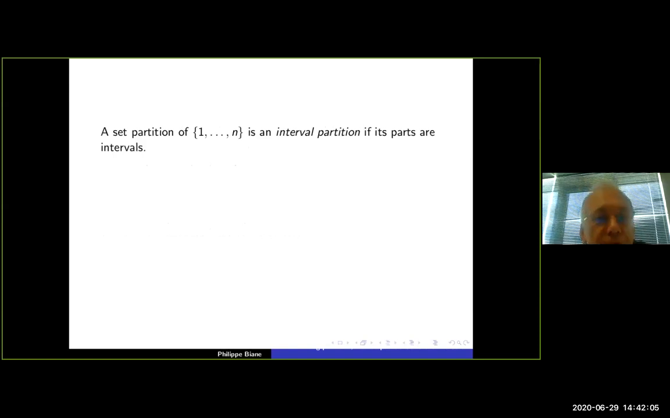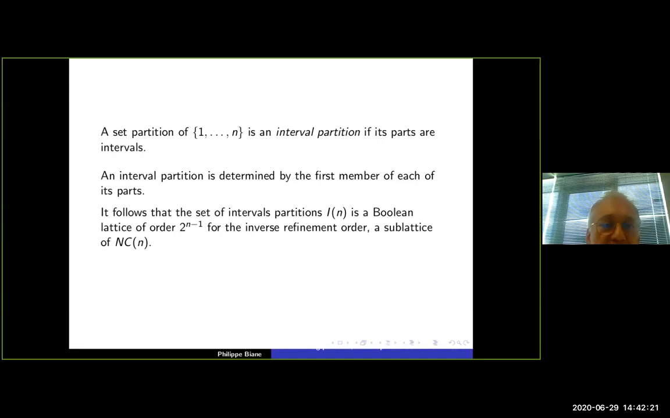Well, now let's go to interval partitions. So a set partition of the set {1, ..., n} is an interval partition if its parts are just intervals in the usual sense in the set of integers. So an interval partition is determined by the first member of each of its parts. It's easy to see. So it follows that the set of interval partitions forms a Boolean lattice. If we look at the refinement order, it is a Boolean lattice. Its order is 2 to the n-1.